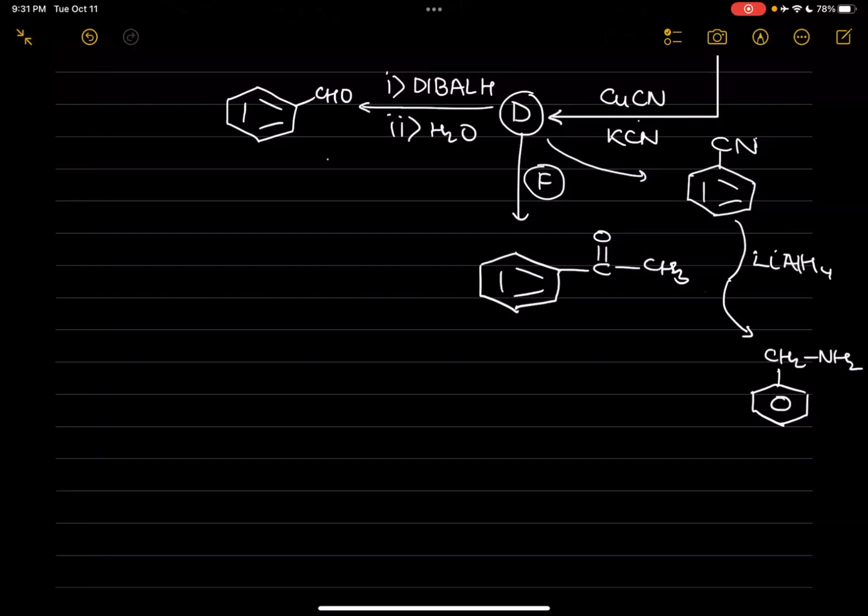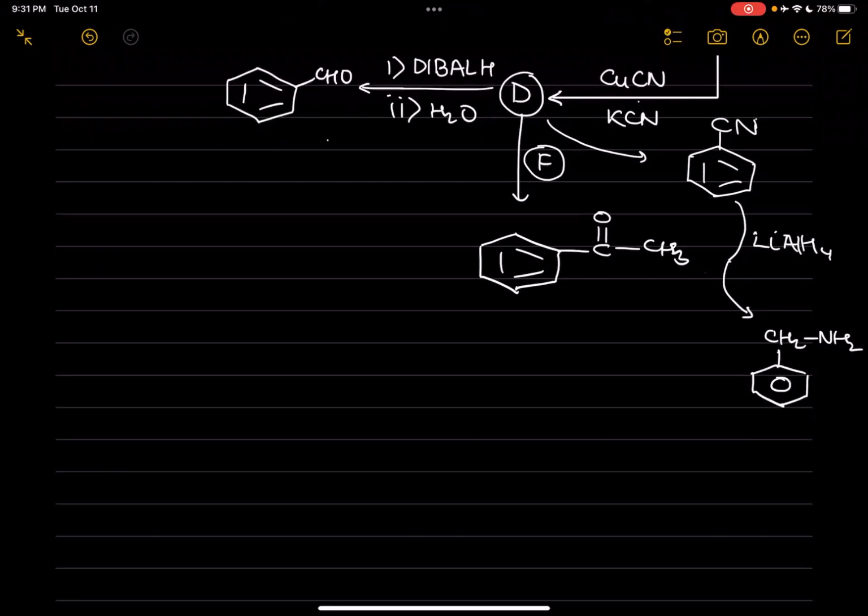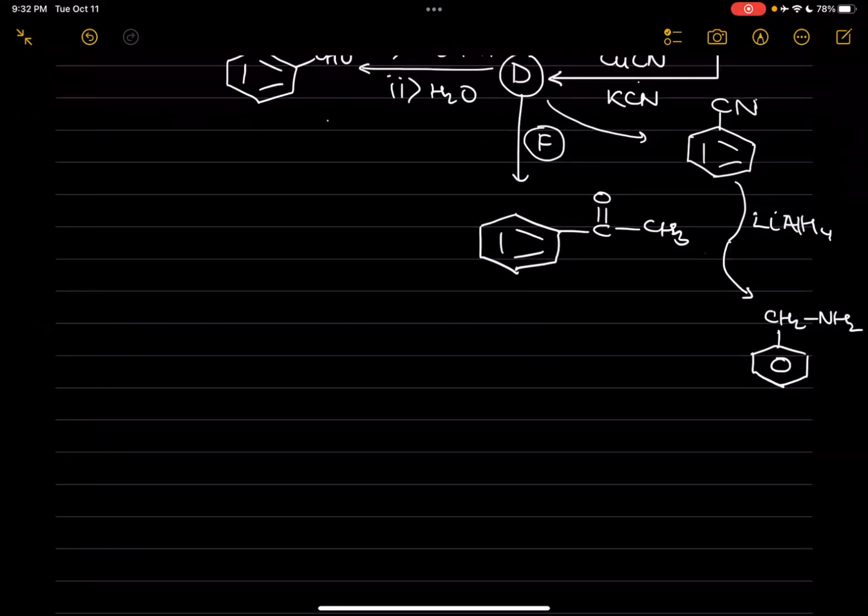Yeah. So how are you going to bring the carbon? Think. So this is CN. Okay. That's the hint. So, okay, can you hear my voice? Yeah, Grignard reagent, exactly.